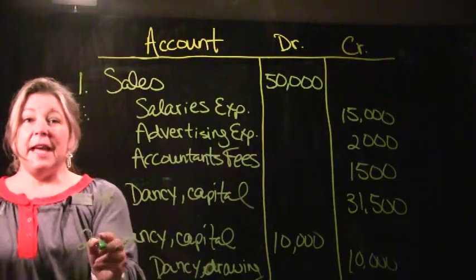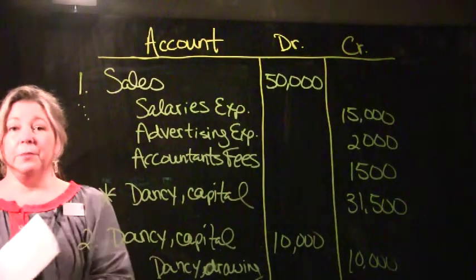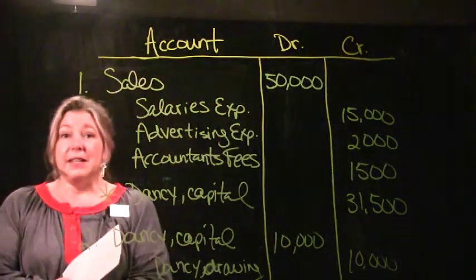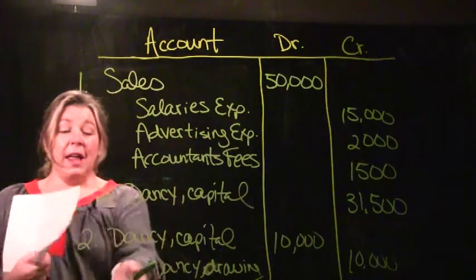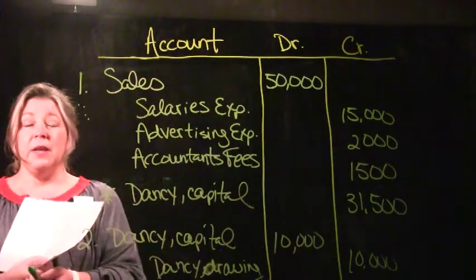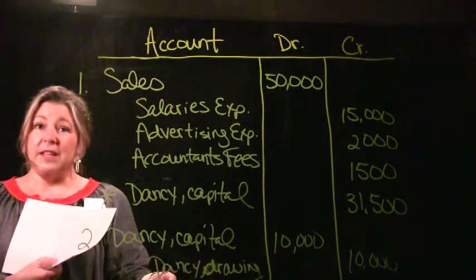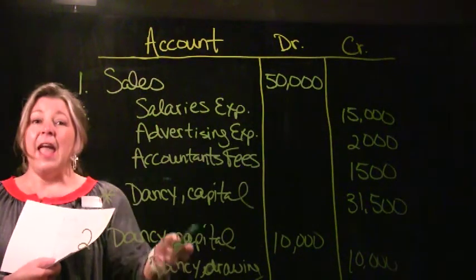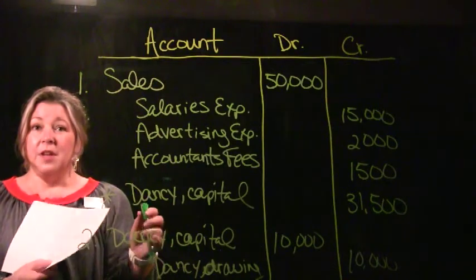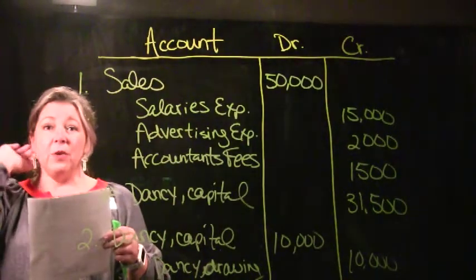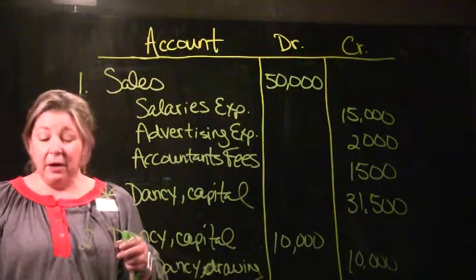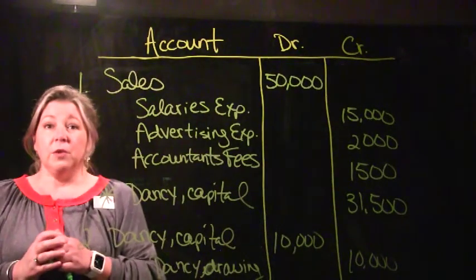What does a debit do to capital? A debit decreases capital. And what does a credit do to drawing? It decreases it. So I'm making drawing have a zero balance, and I'm decreasing capital. So I am decreasing capital by the amount of the owner's withdrawals.